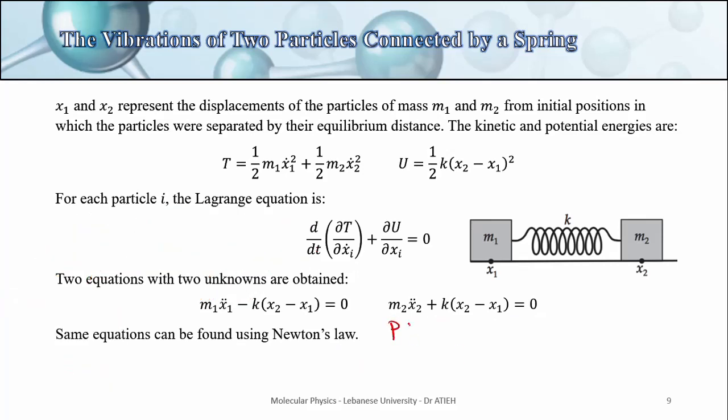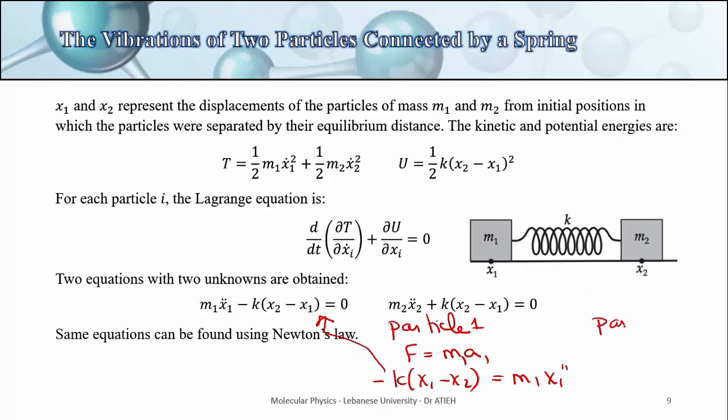So for particle 1, the force is equal to ma. The elastic force is equal to mass times acceleration. So let's say m1 a1. The elastic force is equal to minus k (x1 minus x2), because the elongation of the spring is expressed as x1 minus x2, the difference between the two coordinates. It's equal to m1 x1 double prime. And this equation is the same as this one. So this is particle 1.